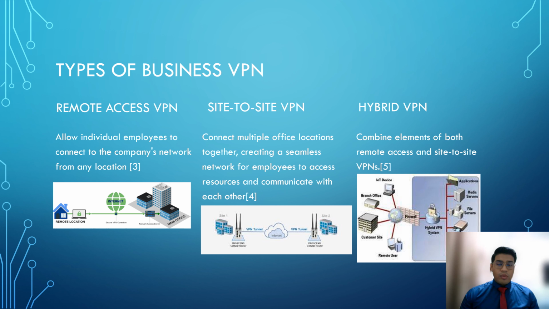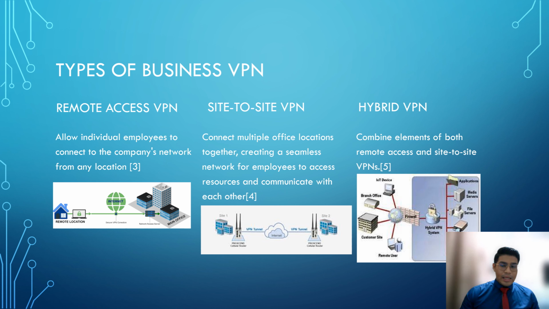To use a remote access VPN, employees usually need to install VPN software on their device and configure it with login credentials provided by the company. Once they have connected to the VPN, they can access the resources on the company's private network as if they were physically connected to it.